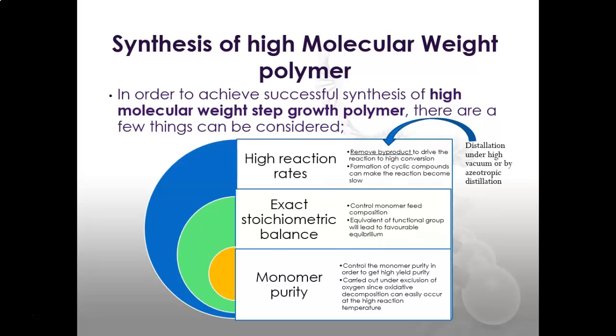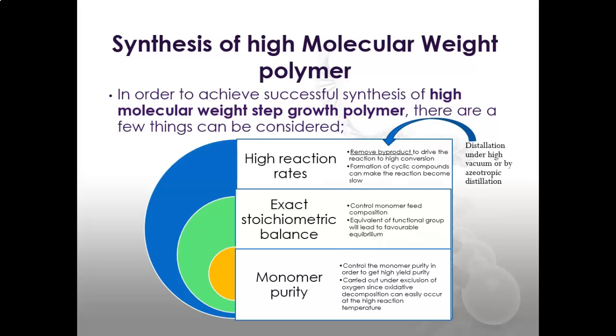So what is the conversion actually? The conversion is how much of the functional groups in the reaction have reacted, the chemical reaction between the functional groups in the monomers, to produce high polymer. So basically we remove byproduct by distillation under high vacuum or by azeotropic distillation. Right, so we proceed to the next step, how to produce high molecular weight.